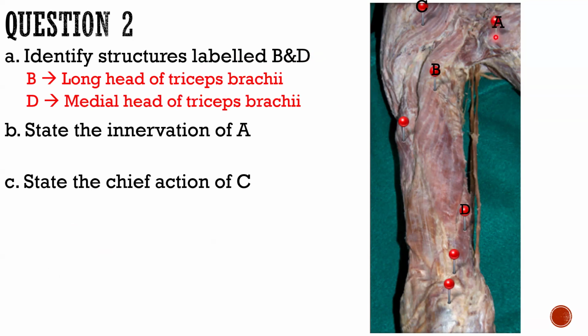State the innervation of A. A is the teres major muscle. This is the teres major muscle, and the teres major muscle is innervated by the lower subscapular nerve. C over here, these are the posterior fibers of deltoid, and the chief action of those fibers is it enables shoulder extension. Okay, extension of the shoulder joint, the glenohumeral joint to be specific.